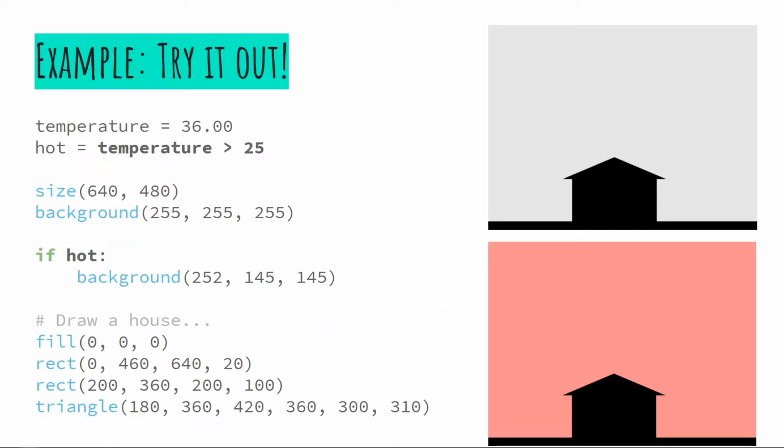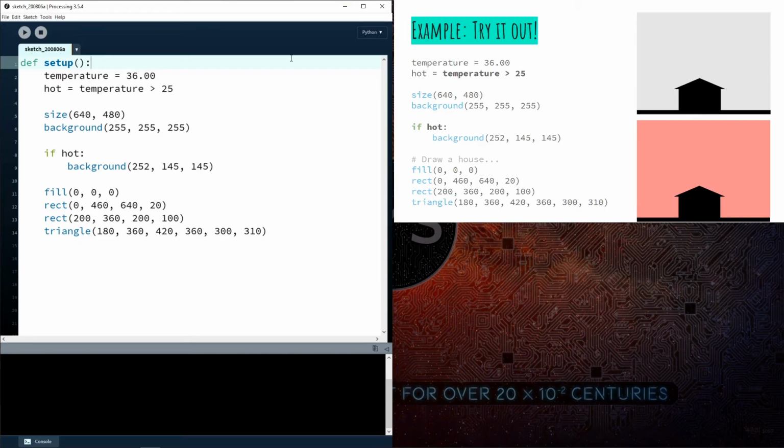Now on screen we have some example code that uses an if statement to determine what color to draw the background in. As you can see, I've copied the code into Processing. What we're going to do first is step through it to see what we expect, and then we will run it to see if it matches.